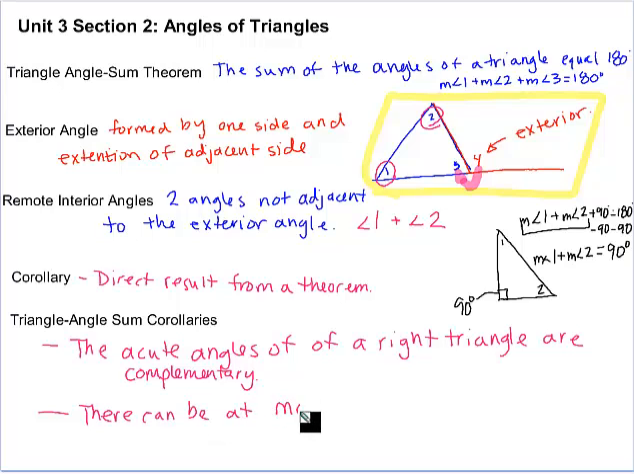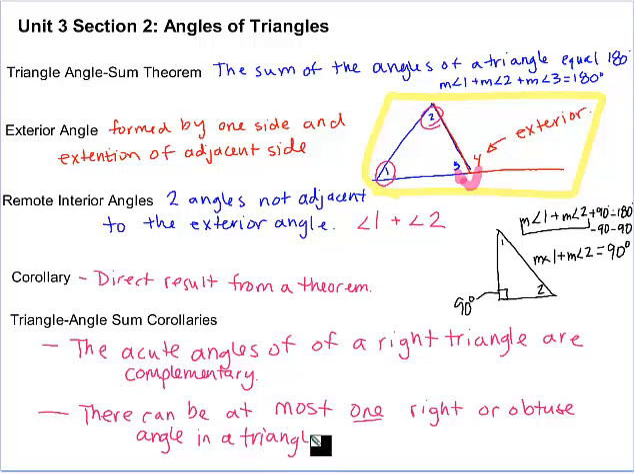The second corollary that we have is that there can be at most one right or obtuse angle in a triangle. And we can use this example over here that we just drew to help illustrate that. So if we have one right angle of 90 degrees, the resulting sum of the other two angles has to be 90. So that automatically tells us that those two angles both have to be acute. So when we have a triangle, we can only have one right angle or one obtuse angle.